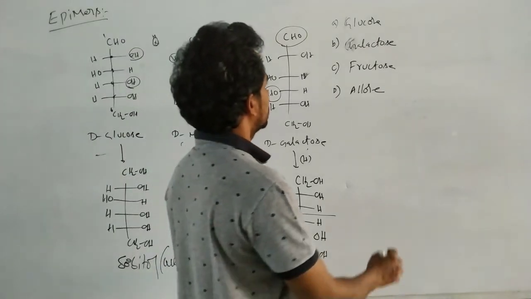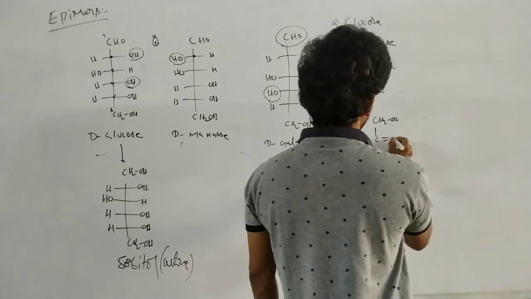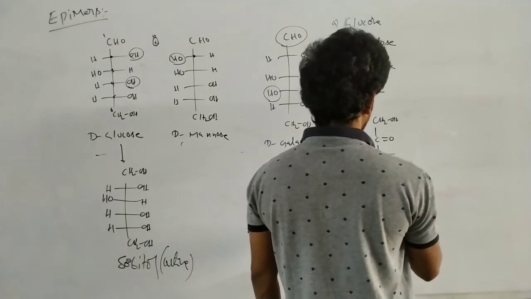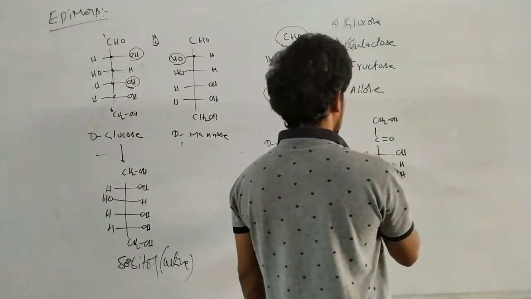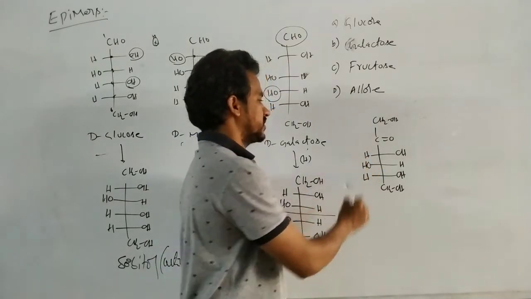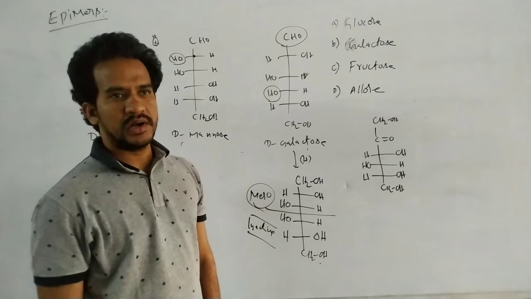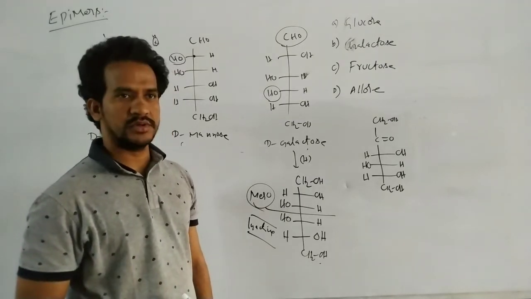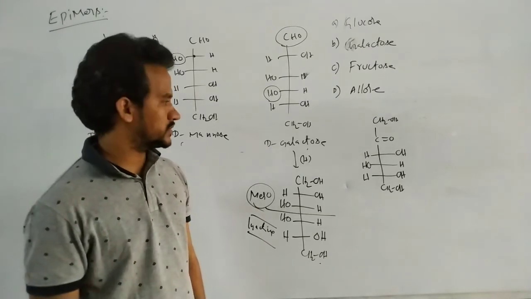Glucose, galactose, fructose. Here CH2OH, C double bond O. CH2OH. Here OH, H, OH, hydrogen, hydrogen. This is the OH. What is the product after reaction with sodium borohydride?